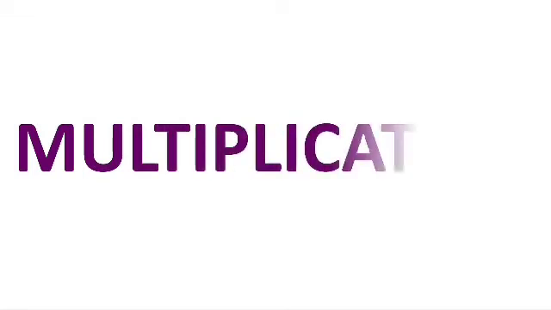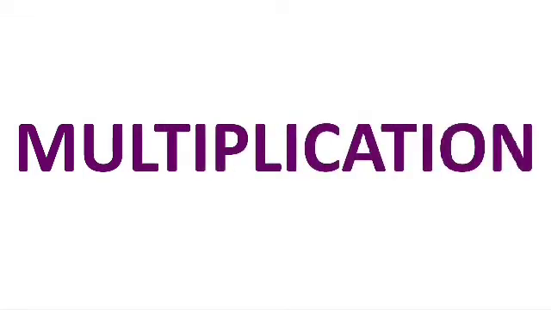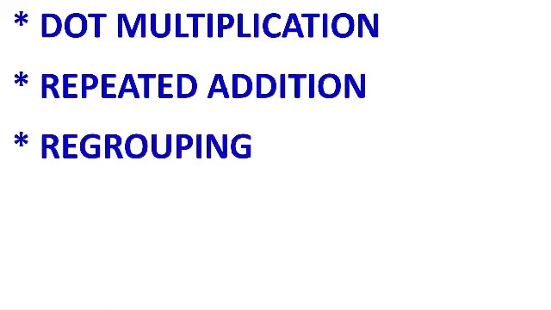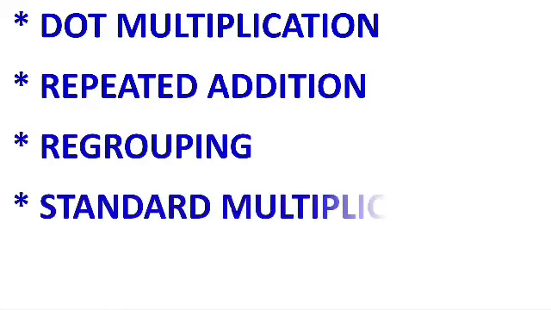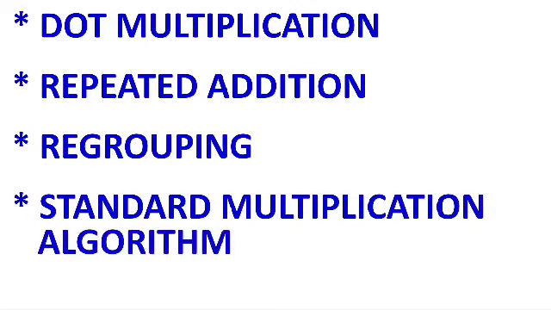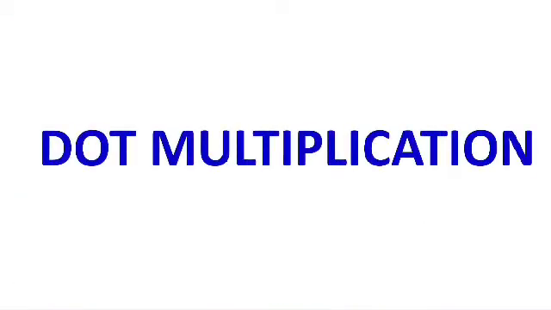Multiplication of a number with other number can be done in the following ways. 1. Dot multiplication. 2. Repeated addition. 3. Regrouping. 4. Standard multiplication algorithm. And 5. Lattice multiplication. Now can we see dot multiplication? See here. Some stars are given in the boxes.